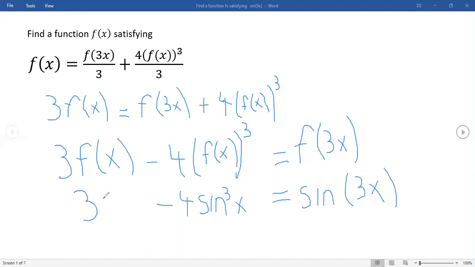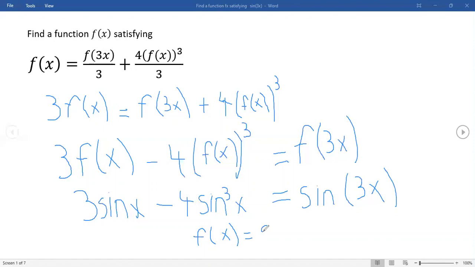Then right here, this is 3 sine x. And this is a pretty well-known result from trigonometry where you write sine of 3x as a polynomial. You can think of sine of 3x as a polynomial in the variable sine x, and that's sort of a big deal in trigonometry. But anyway, by inspection here, our unknown function, our answer, is going to be f of x equals sine x.